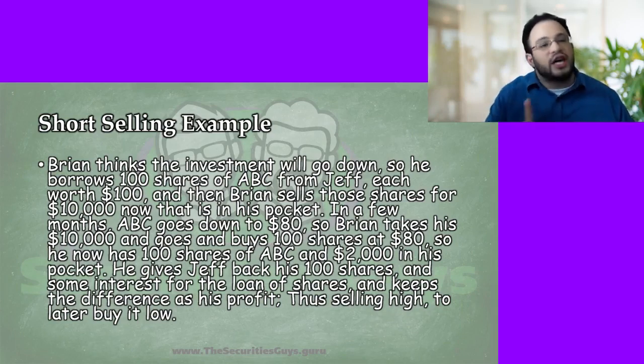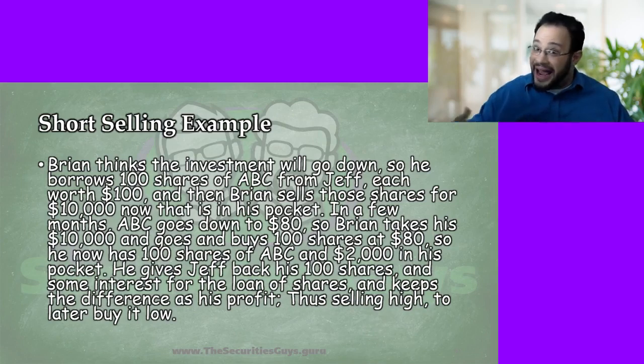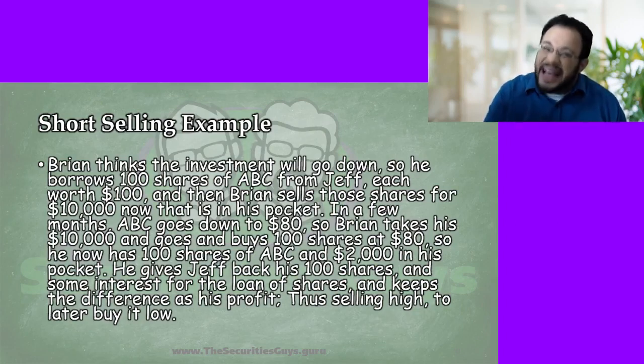But, just like when you're selling calls, what is the highest ABC could go to? I have to buy 100 shares. I have to give him 100 shares back. If ABC is $200 a share, or 3 or 5 or 10, I'm going to be out a lot of money. That's why with selling short, you're betting it's going to go down. So if you also buy a call, that's hedging a short position in the exact same way that buying a put is hedging a long position.